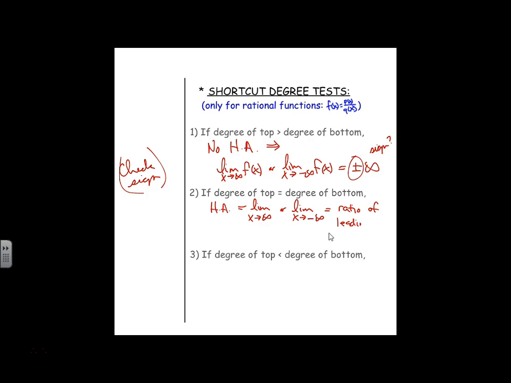What am I going to say as soon as I finish writing the ratio of the leading coefficients? We don't know if it's positive or negative. We have to check it, right?